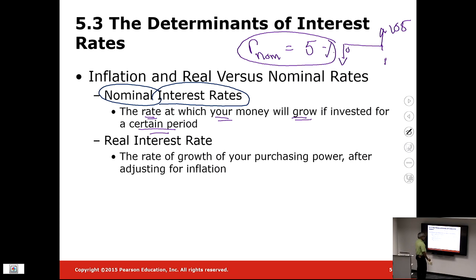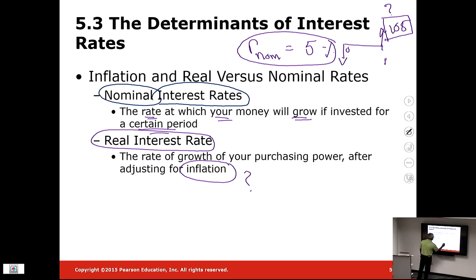But there's another aspect of interest rate that we need to tackle, and that's called the real interest rate. What the real interest rate does is tell you by how much your money is not just growing, but after it has grown to $105, how much is that worth? Which means it is adjusting our interest rate for inflation.